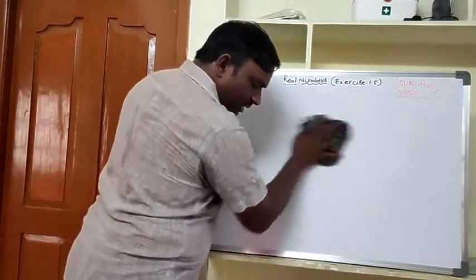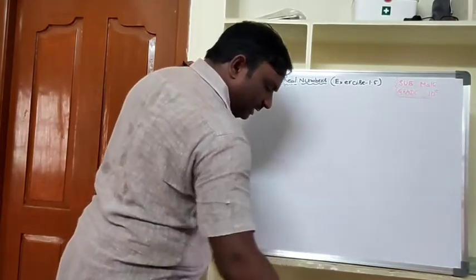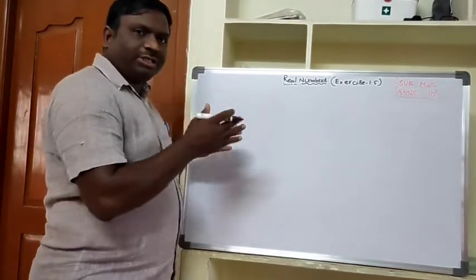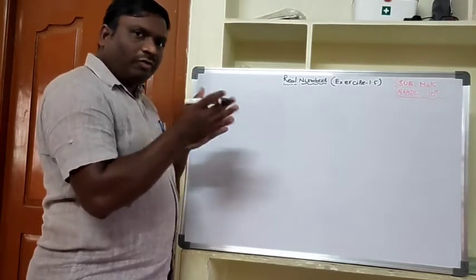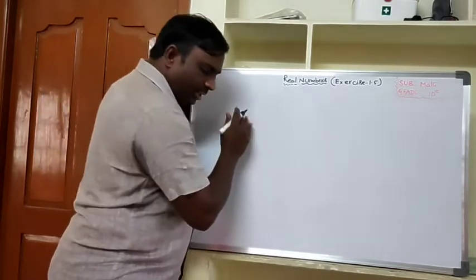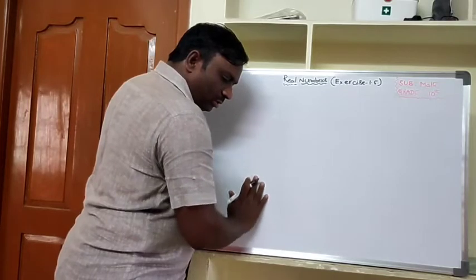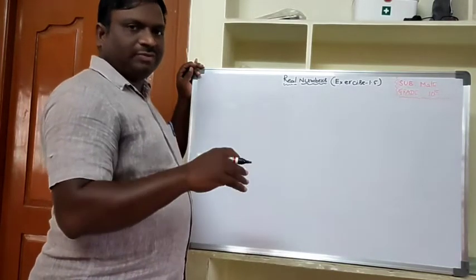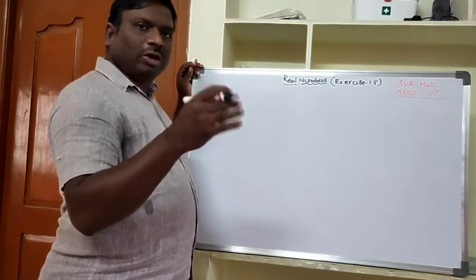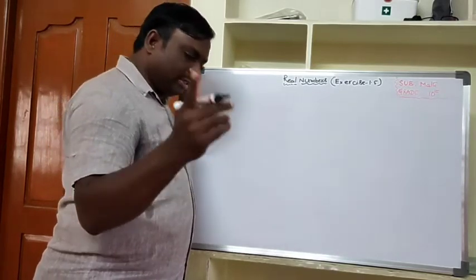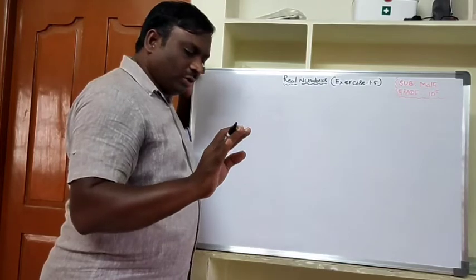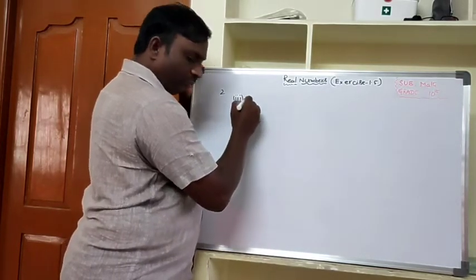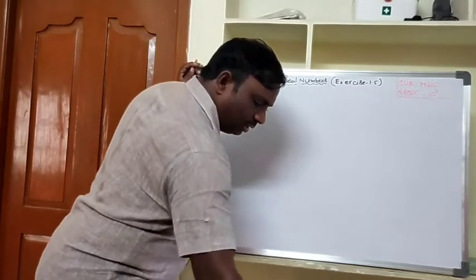Second exercise: what is it saying? Write the following expansions as a single log and find their values. They gave expansions of logarithms, and we have to find a single logarithm. The first one is log 2 plus log 5. Log x plus log y is log xy, that means log 2 into 5 equals log 10. That is the first question. No need to do it, I have explained it.